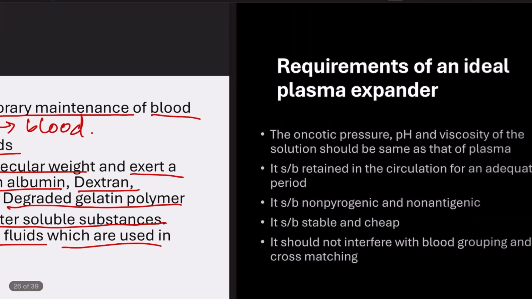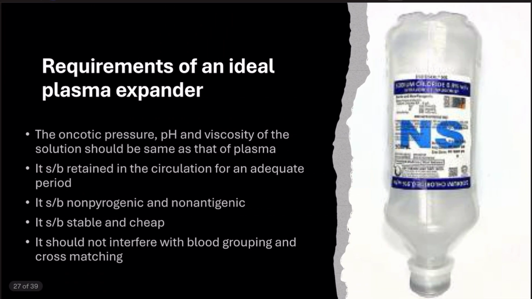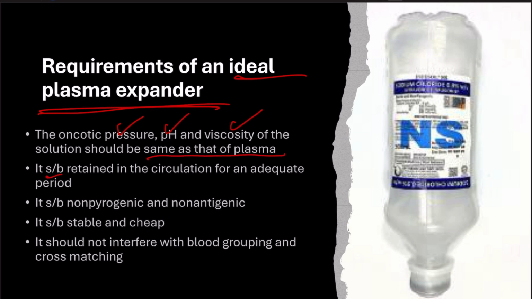Now let's discuss the requirements of an ideal plasma expander. The oncotic pressure, that is the pulling-in tendency, the pH and the viscosity of the plasma expander should be the same as that of plasma. Then it should be retained in the circulation for an adequate duration, that is till the time we get the blood or the blood products. Then it should be non-pyrogenic, that is it should not induce fever. It should be non-antigenic also. Then it should be stable and cheap, so that we can afford it.